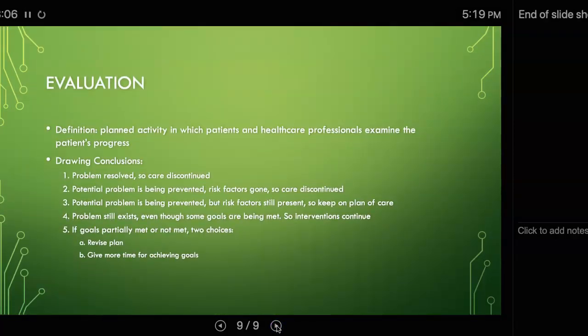And then you want to say, hey, did we resolve this problem? And sometimes the answer to that is no. And then you just revise the plan. All right, so that is a brief overview of the nursing process.